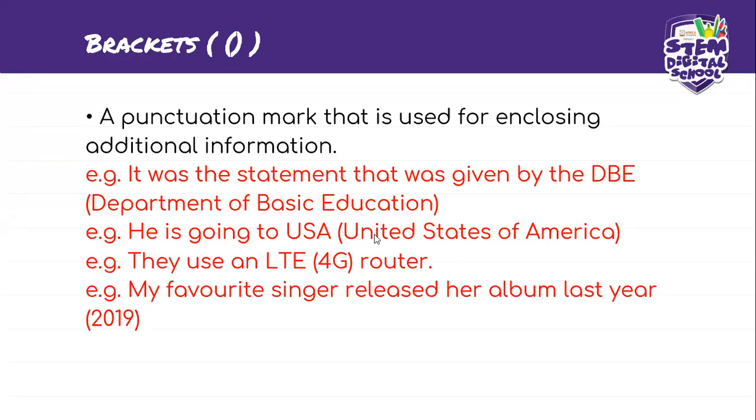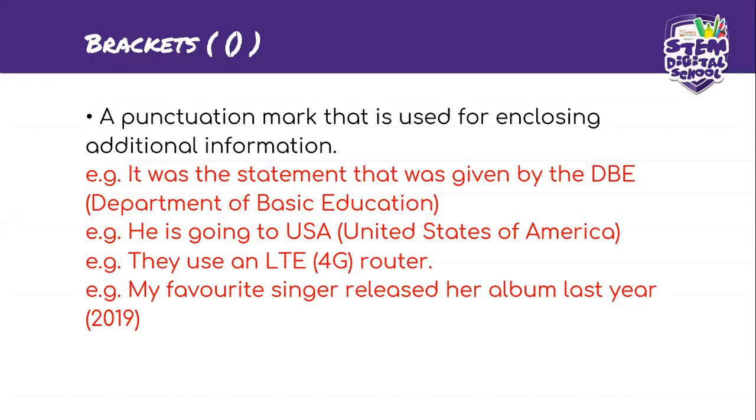So you realize here that by putting these brackets here, it gives us additional information about USA. Then it also establishes a context for us. We know the context of what you are talking about here. Another example: they use an LTE. Inside brackets, I wrote 4G router. Why? To show you that this LTE is 4G. Most of us have 4G smartphones because 5G is a recent technology in South Africa.